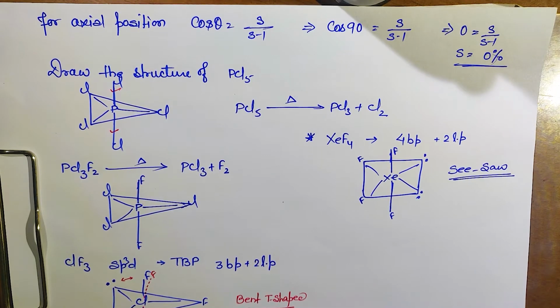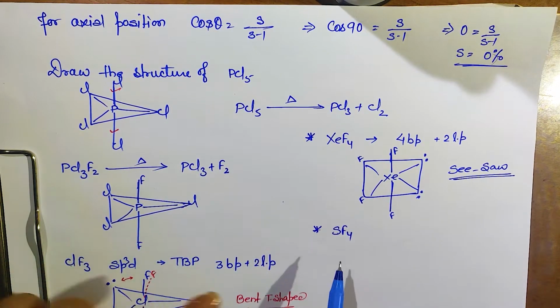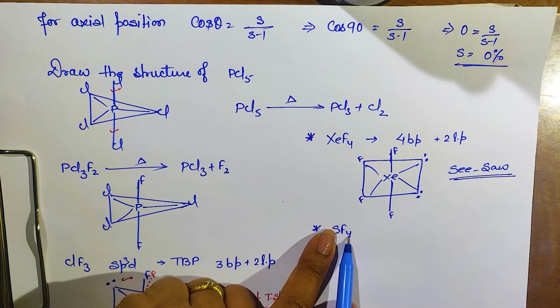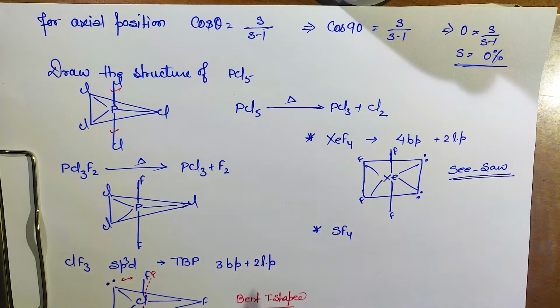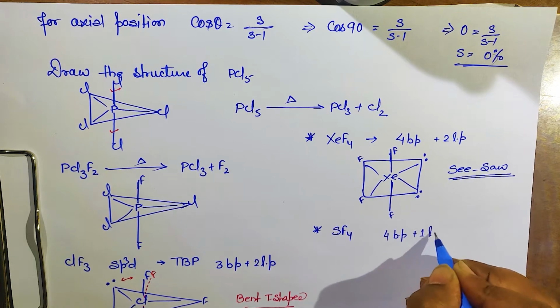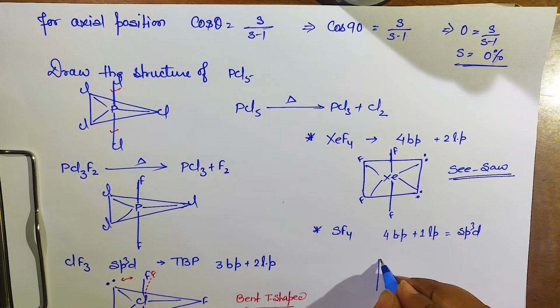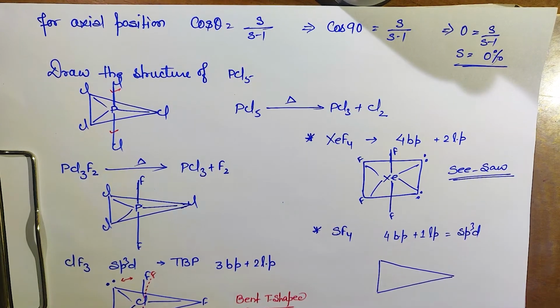Clear? Another structure you can see is SF4. Let's do SF4. Sulfur has 6 and fluorine has 7, so 7 times 4 is 28, and 28 plus 6 is 34. That means 4 bond pairs and 1 lone pair, isn't it? Yes, that means sp3d. So the structure will be trigonal bipyramidal.